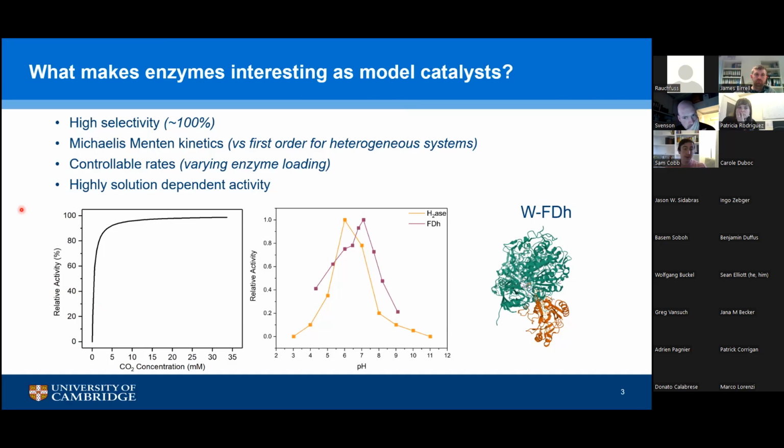They also give us the opportunity to control our rates of different reactions by varying enzyme loading. So unlike our heterogeneous surface that has an inherent rate, we can control our loading of enzyme on the surface to control what reactions we have and what rates they are progressing with. And also, as I'm sure people here can tell me much better than I can tell you, they have really solution dependent, really pH dependent properties, which is really fascinating due to their optimized structures.